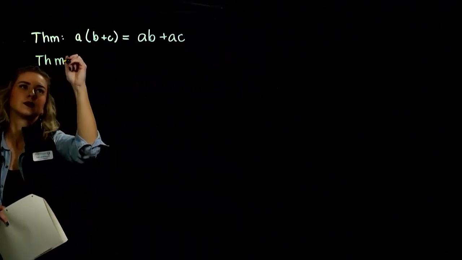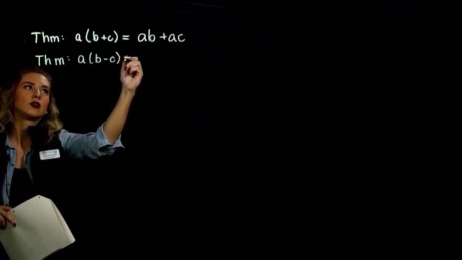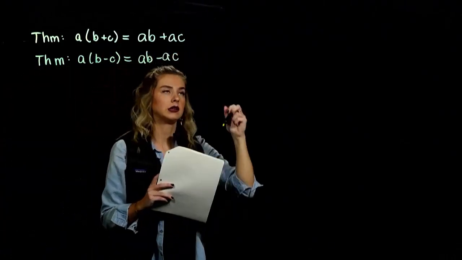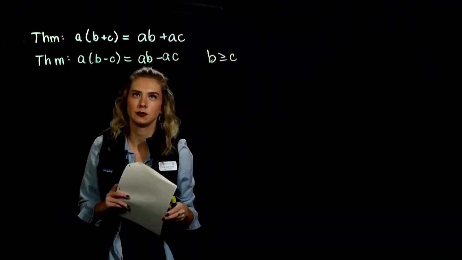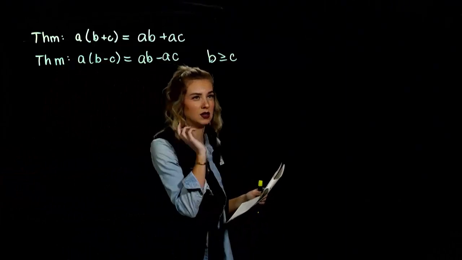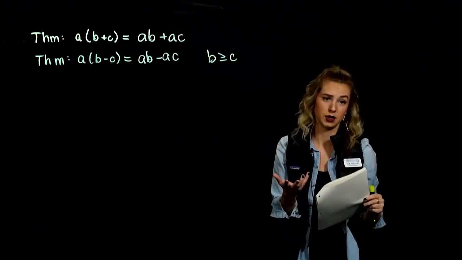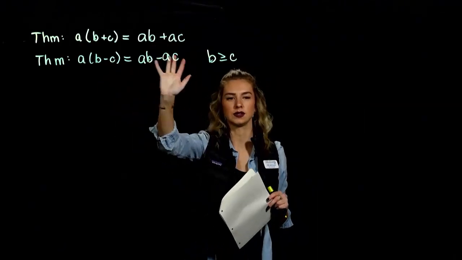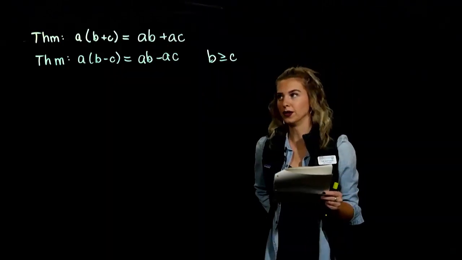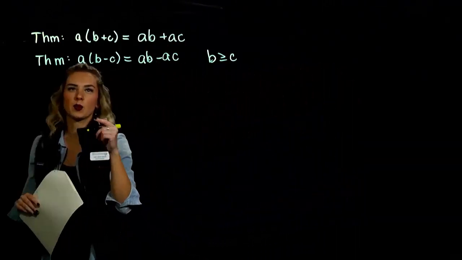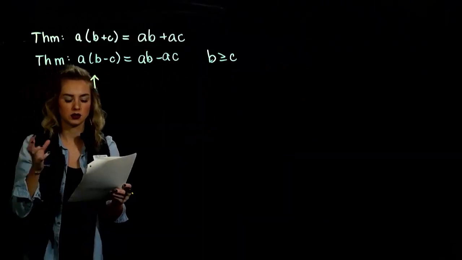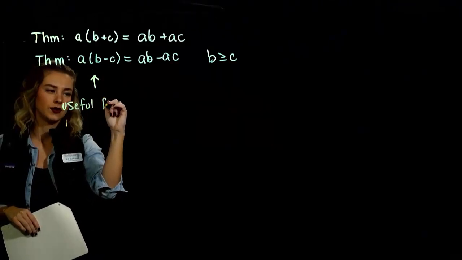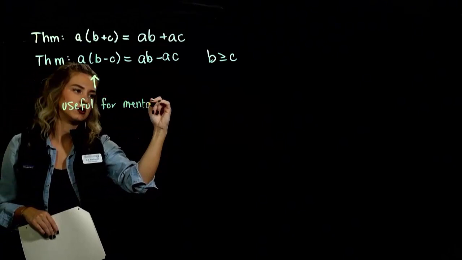Same story for distributing over subtraction. We got A times B minus A times C. But in this case, we have to delineate and say that B has to be greater than or equal to C. Otherwise, we're dipping into the negatives, and the negatives aren't a part of the whole numbers. So we have to delineate in this case, B has to be larger than C, so this turns out to be positive, and it still lives within the whole numbers. It has to be closed. So what's the point of this? Typically, students find this law useful for mental computations. So usually it's useful for mental computation.